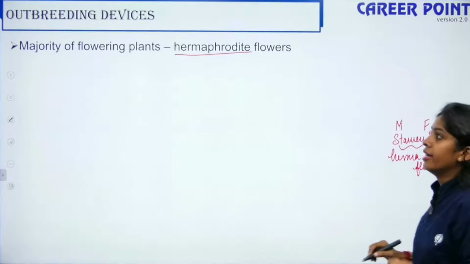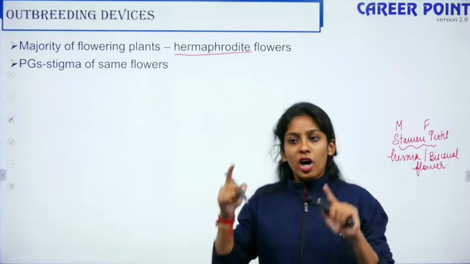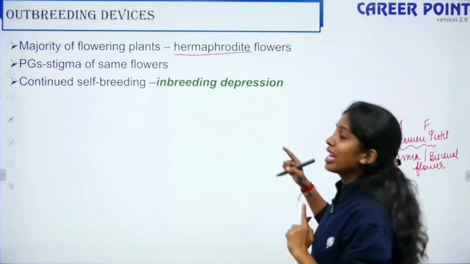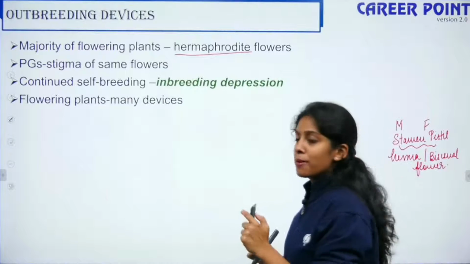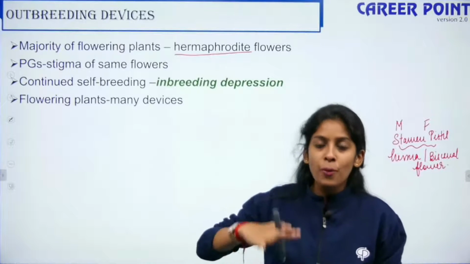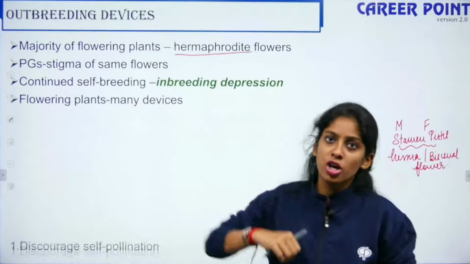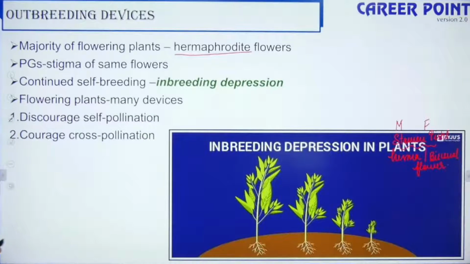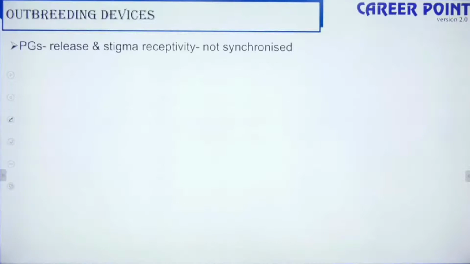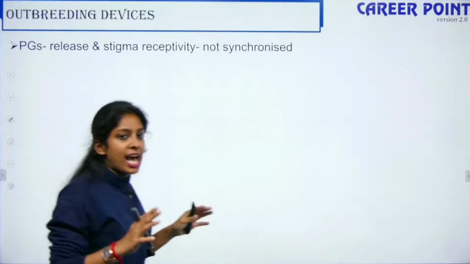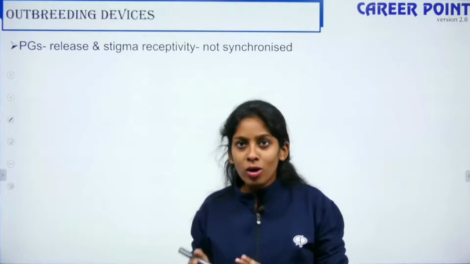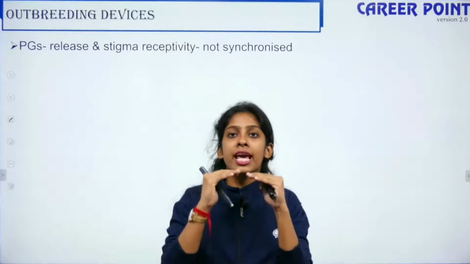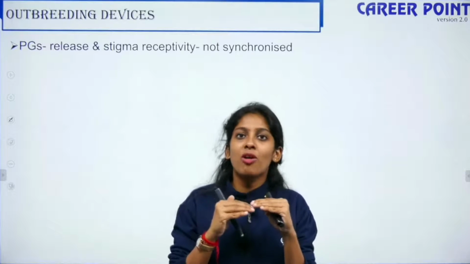Fine. So pollen grains and stigma are on the same flower now, right? Continuous self-breeding leads to inbreeding depression. So flowering plants may have many devices to stop or suppress self-pollination and promote cross-pollination. First they discourage self-pollination and they promote cross-pollination. But how does this happen? Suppose a plant is having self-pollination by nature, the pollen grains and the stigma, that is the male gamete and the female gamete, should mature at the same time. That is when self-pollination will happen.